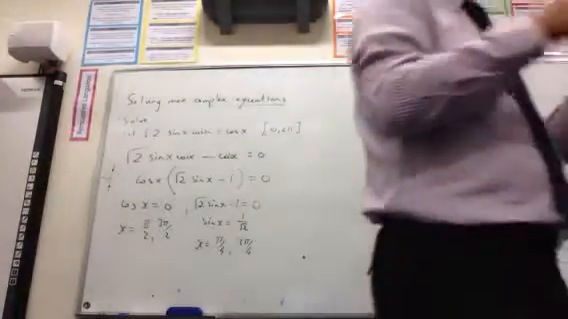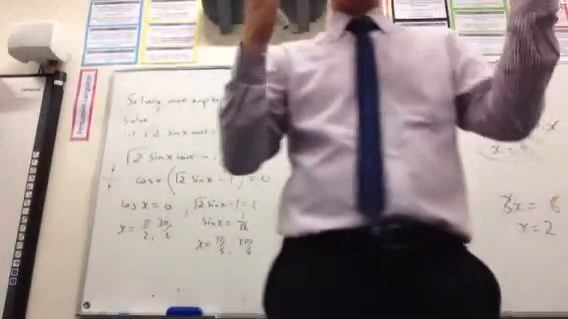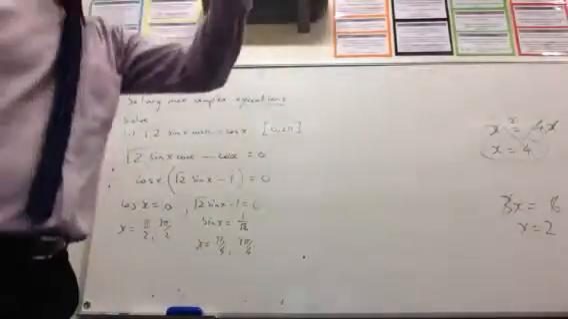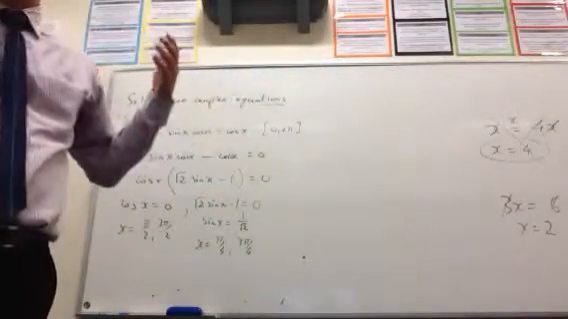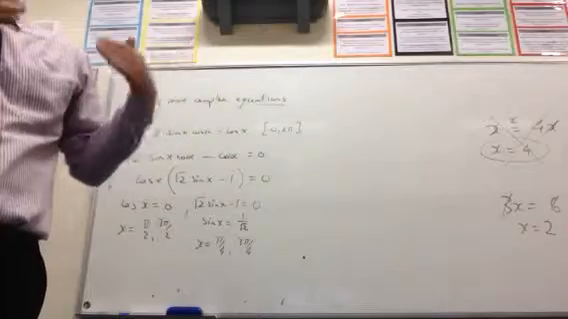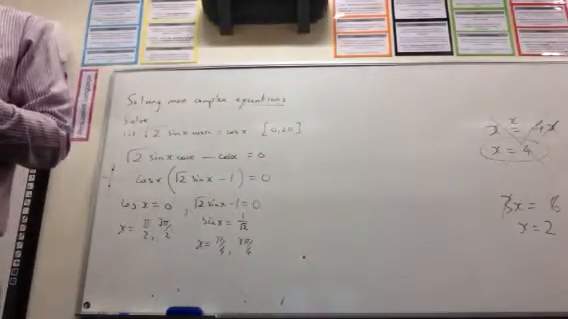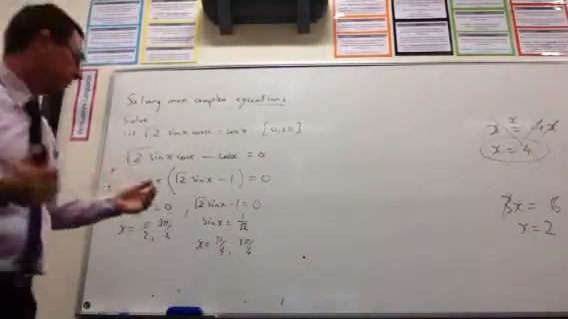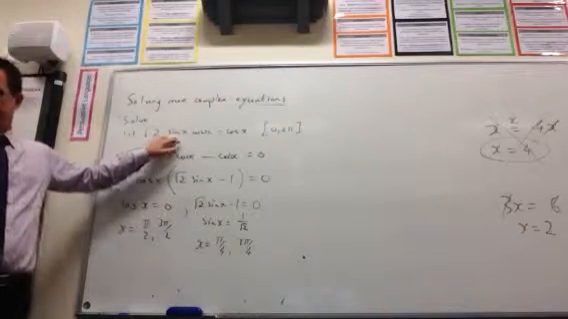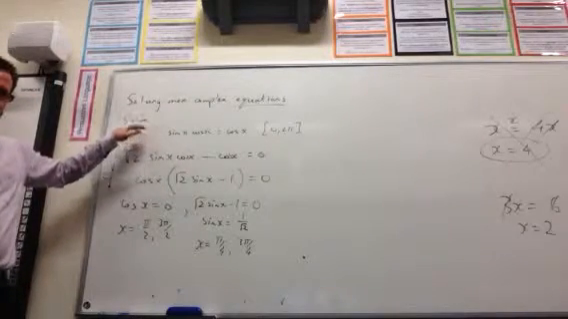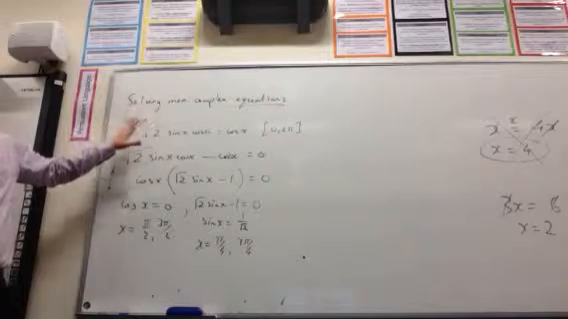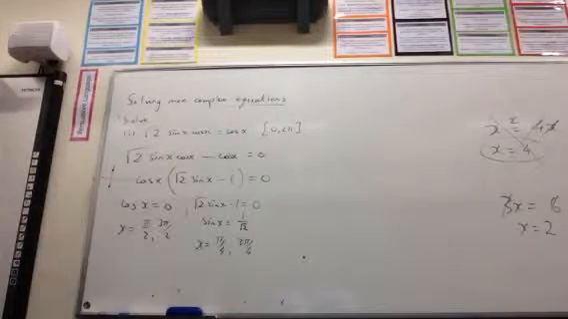But if you want to be safe and you don't know when it's 0 or not, just always take it to one side equals 0. Factorise, move on. I'm telling you, that happens time and time again. People just cancel and get half an answer.